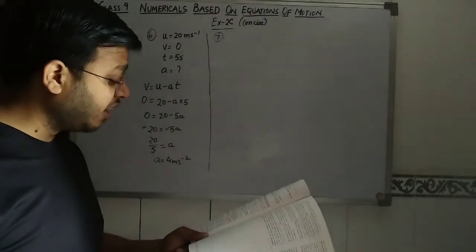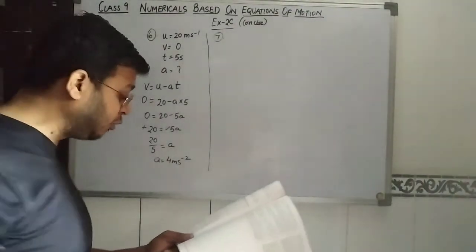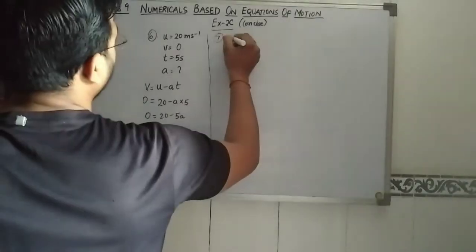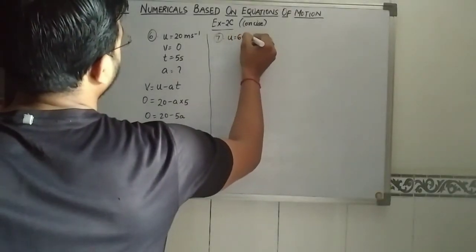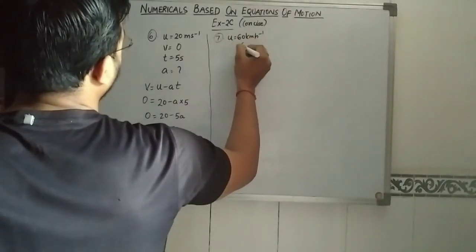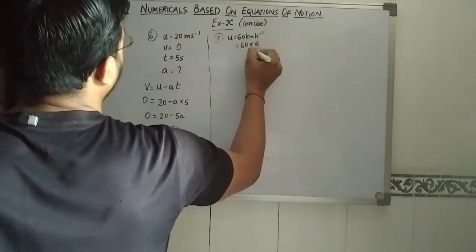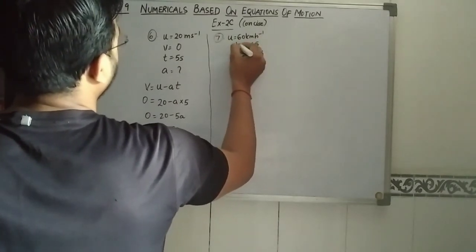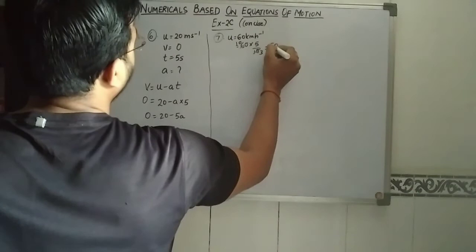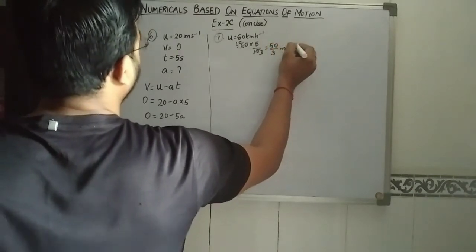So question number 7. A train travels with a speed of 60 km per hour. So U is given 60 km per hour, converted into meter per second. So 60 into 5 by 18. 6 3 is 18, 6 10 is 60. So it will become 50 upon 3 meter per second.